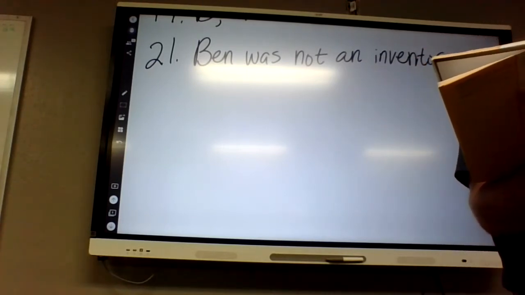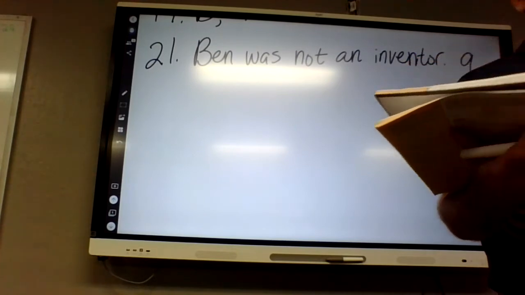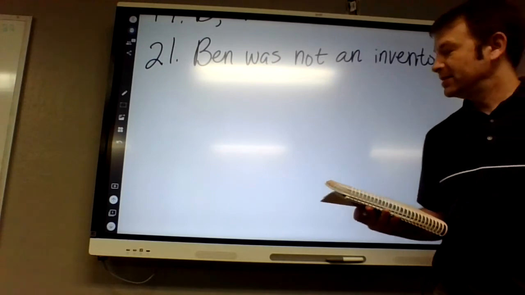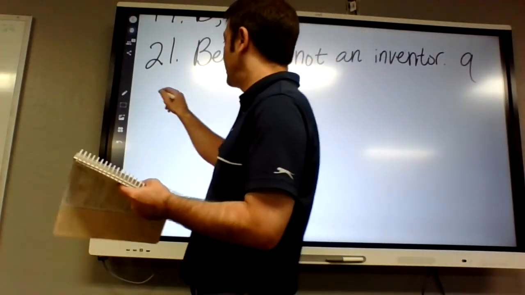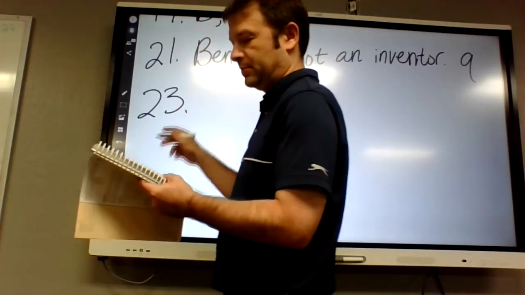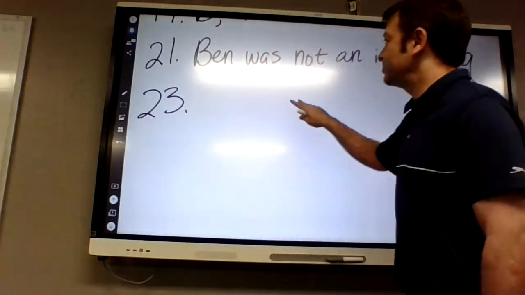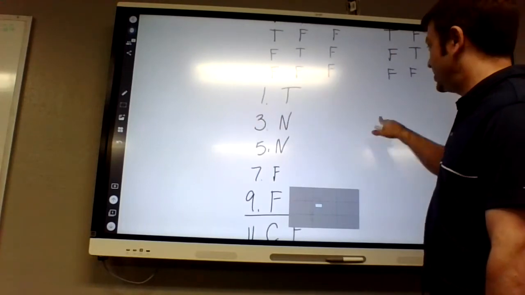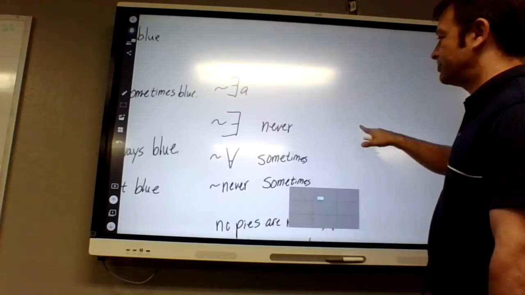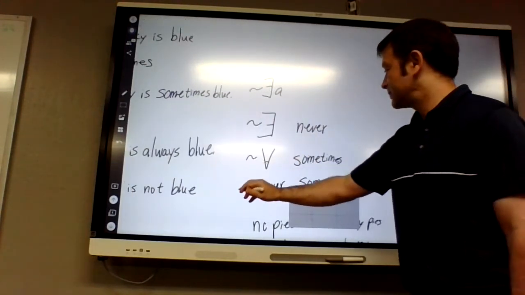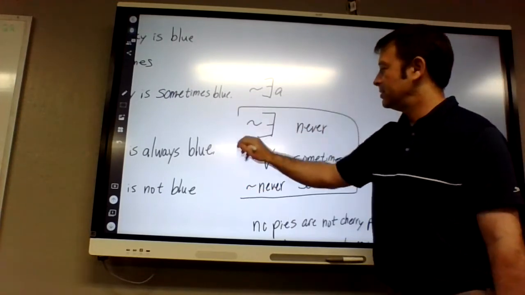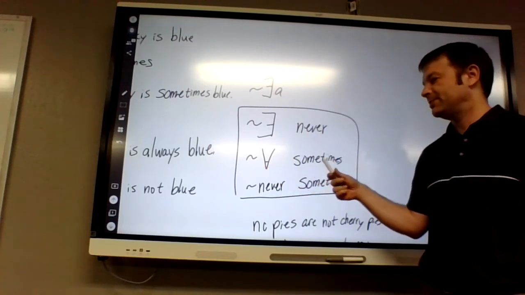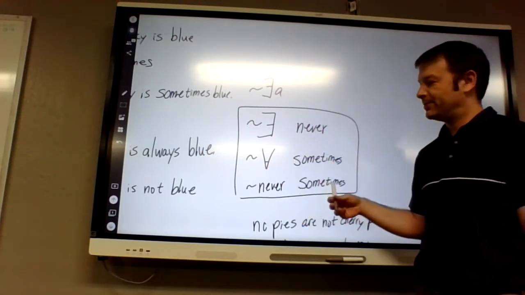23. The B section, this is where it gets kind of tricky down here. We talked about this, but you gotta be careful. I think it's way up here. The negation of sometimes is never. The negation of always is sometimes. Negation of never is sometimes.